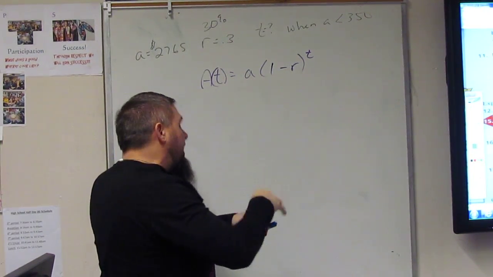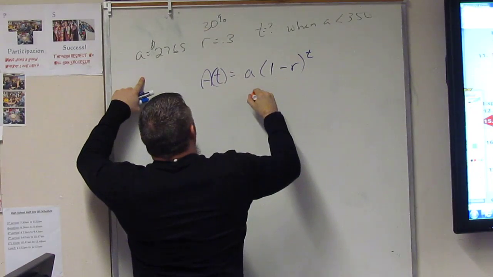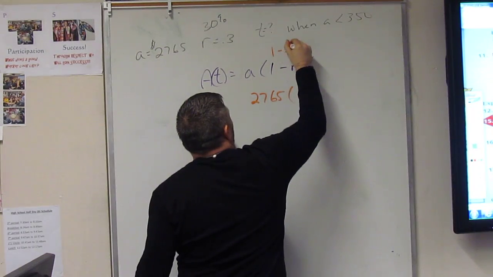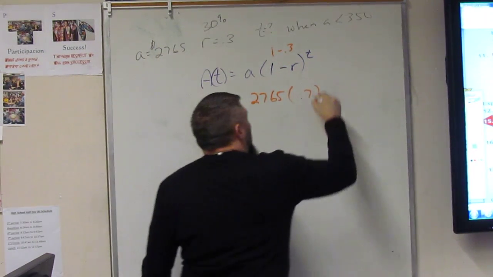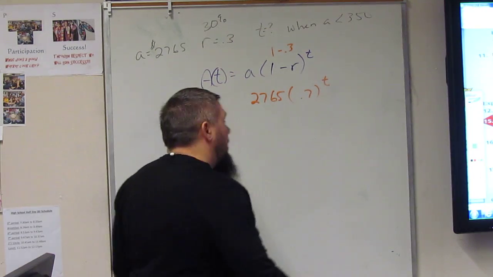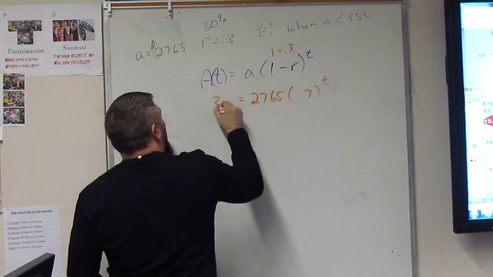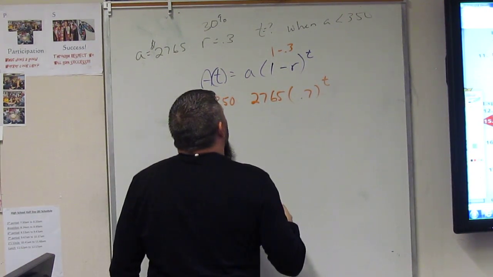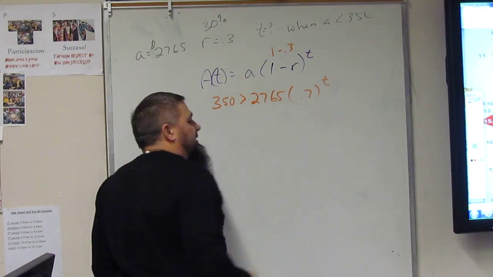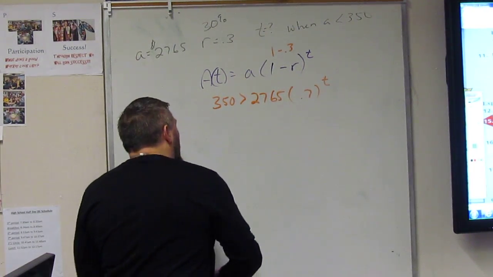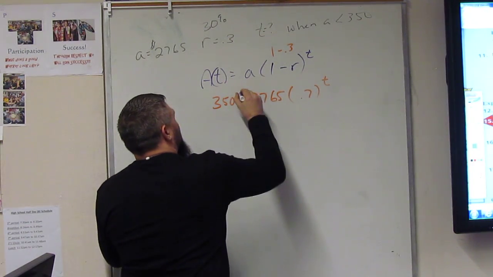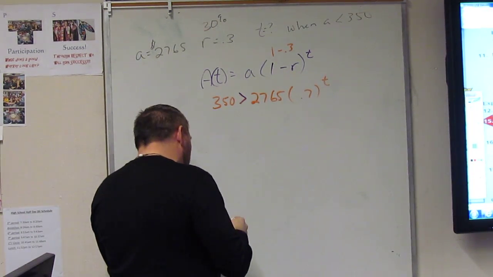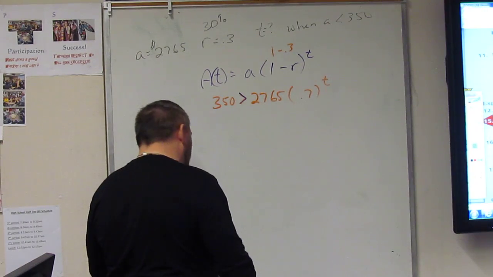So what we're saying is the original amount was 2,765. This is 1 minus 0.3, which is 0.7. This exponent is unknown, but it's going to equal this amount, 350. And in fact, it's not going to equal it. We decided that this was going to be less than that, right? I know that sometimes it's hard to see the orange. Sorry about that.